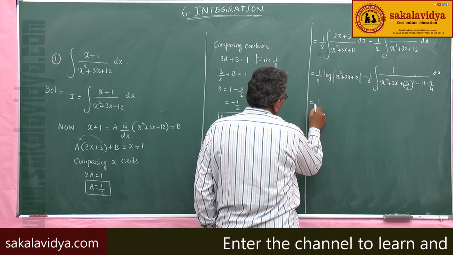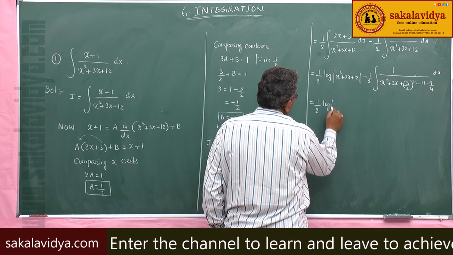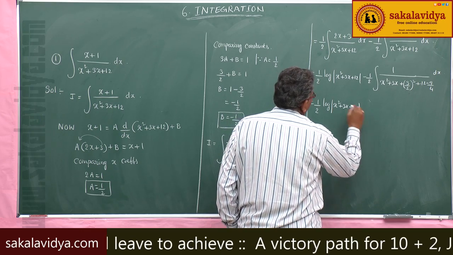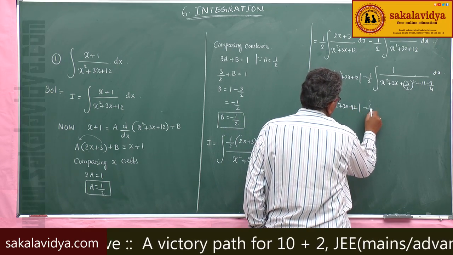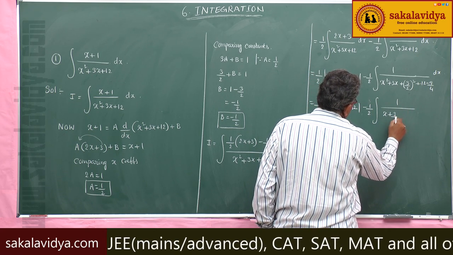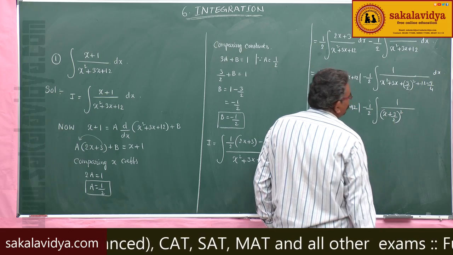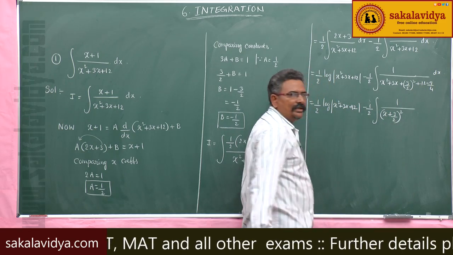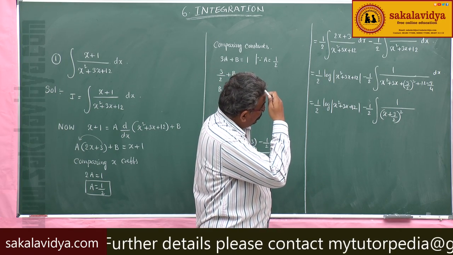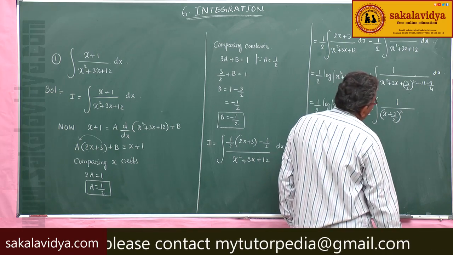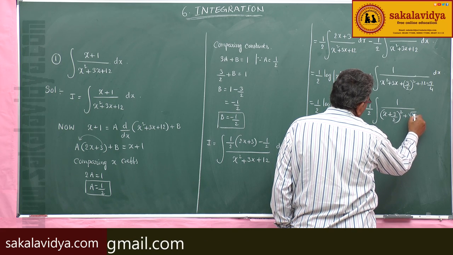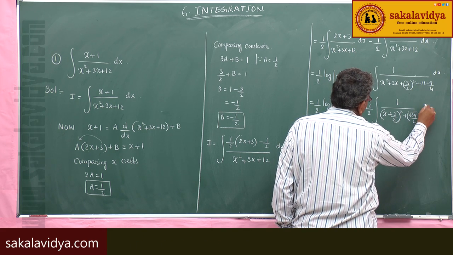Now, this is 1 by 2 log mod (x square plus 3x plus 12) minus 1 by 2 integral 1 by (x plus 3 by 2) whole square. This will be 12 plus 4 is 48, 48 minus 9 is 39, am I correct? Yes, 39. Plus (root 39 by 2) whole square dx.